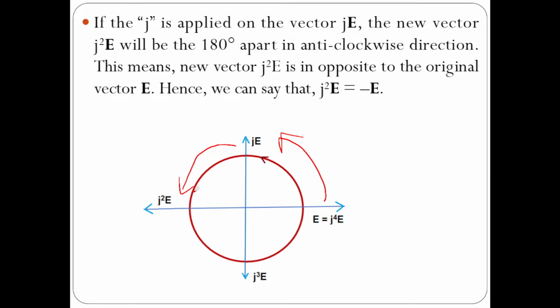And again, if I multiply J with J square E, then there will be an angular displacement of 90 degrees in the anti-clockwise direction. And if I again multiply J cube E with J, there will be an angular displacement of 90 degrees. And at last J4E meets E. So J4E comes to the same axis where E is located.